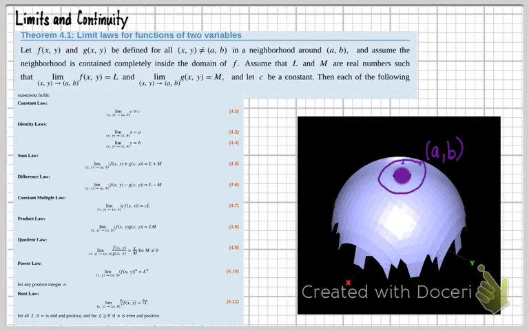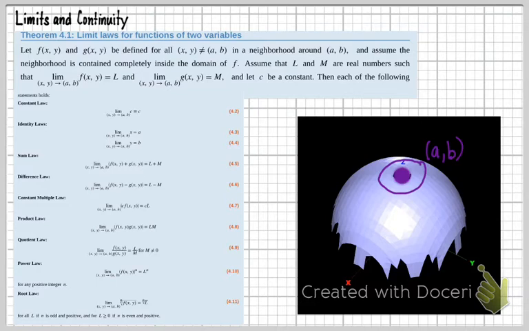And now assume the neighborhood is contained completely inside of the domain of f. So that domain is inside the f, because if you think about this, that's giving me z values. So it's all in the domain. And then it says here that assume L and M are real numbers such that the limit as (x,y) approaches (a,b) of f(x,y) equals L. So that means it exists. The limit has to exist for f and for g. And that's really what that's saying there.